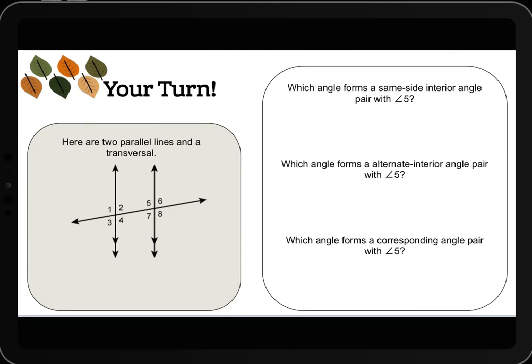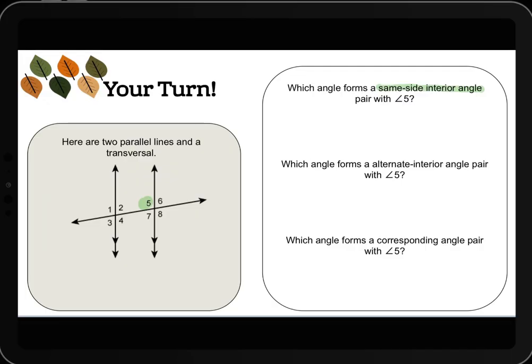Okay, so now we're going to go ahead and take a look at this example here. Here are two parallel lines and a transversal. What we want to do is identify the angle that makes that angle relationship work, right? So we want to know what angle I would have to use to make a same side interior angle with angle 5. Angle 5 is right here. So what angle would make it a same side interior angle?